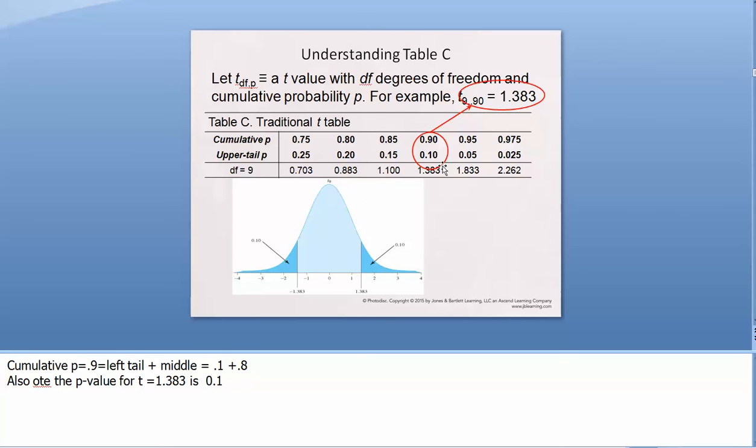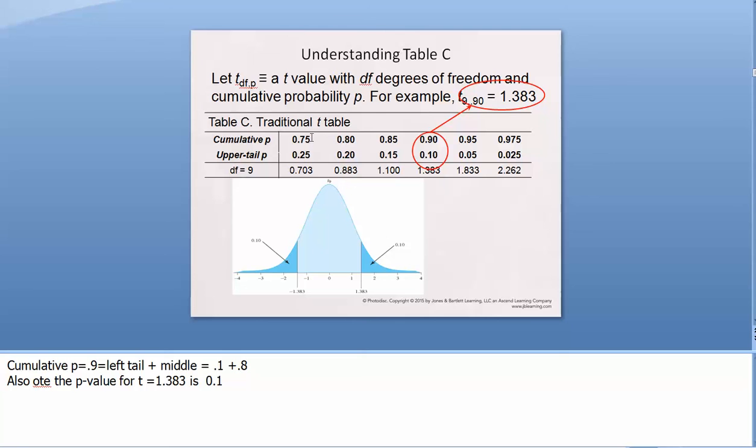Here's a portion of the student t distribution table. In the big table, you will see degrees of freedom 9, degrees of freedom 10, and so forth, all these rows coming down this way. And on top you will have the cumulative p. Cumulative p means the percentile, so it's like the left side up to this point. Upper tail p means this value.